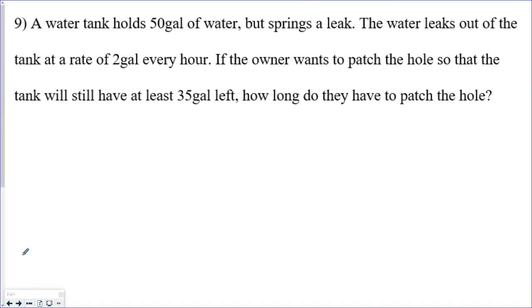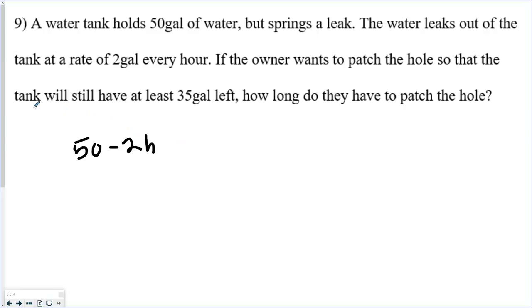Next two are also word problems. So a water tank holds 50 gallons of water. Let's write that down, 50 gallons of water. But it springs a leak. The leak leaks out at a rate of 2 gallons every hour. So 2 gallons every hour. And we're leaking out, so we're subtracting. So 50 minus 2 gallons every hour.